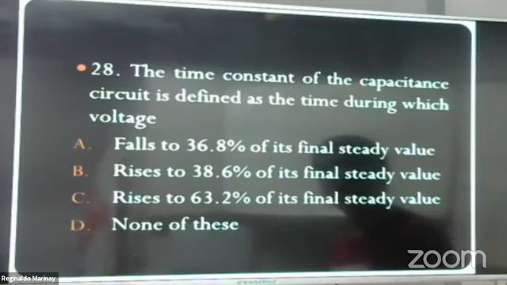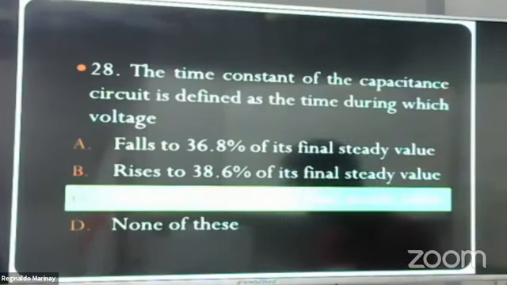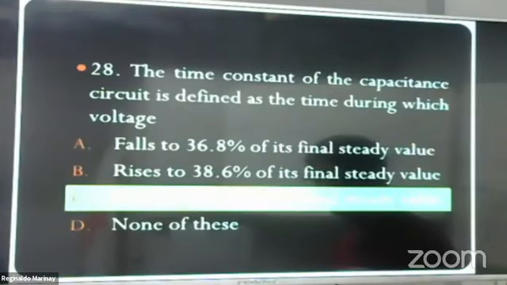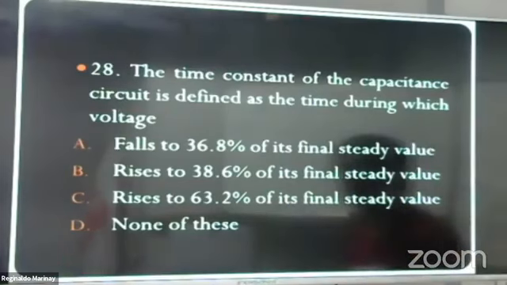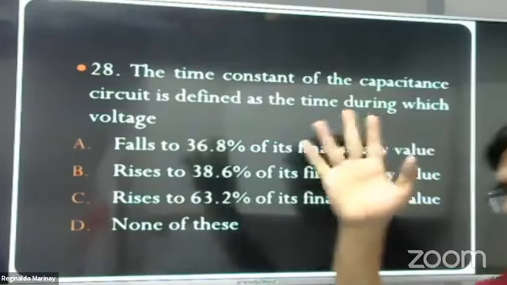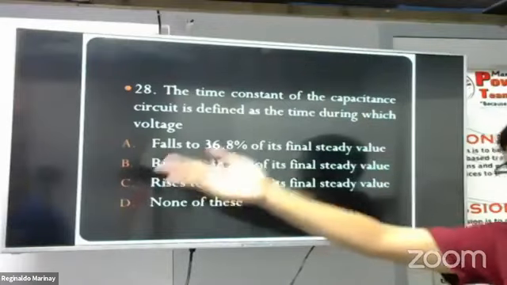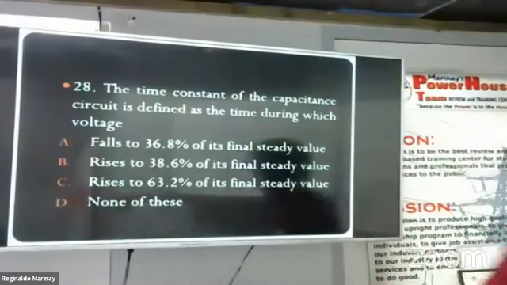The time constant of the capacitance circuit is defined as the time during which the voltage rises. So, letter C is the answer: rises to 63.2% of the final steady state value. How many time constants before you reach the steady state? Five time constants. When you reach 5 time constants, our circuit is already at steady state.